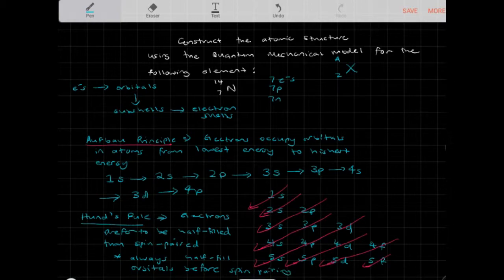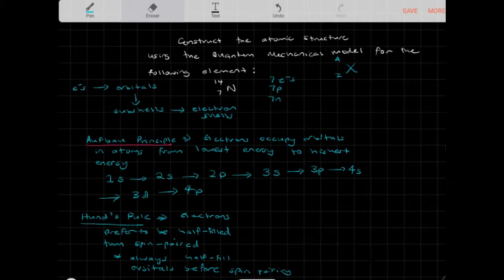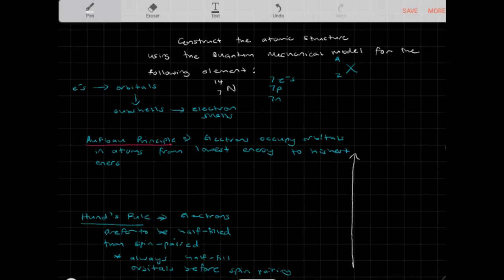Okay, so I'm going to demonstrate this by drawing the quantum mechanical model representation of nitrogen. How I'm going to do this, I'm just going to clear some space here, and keep these rules here so we can take a look at them. I'm going to put energy on this y-axis, and then I'm going to put each of the orbitals, right? You usually would measure this, but I'm going to start here.